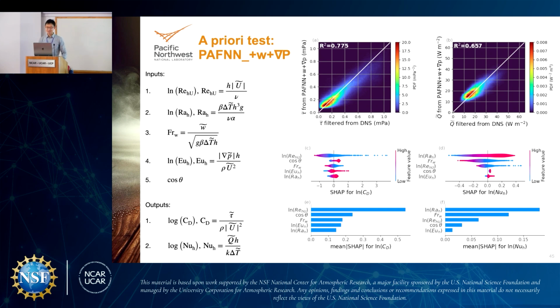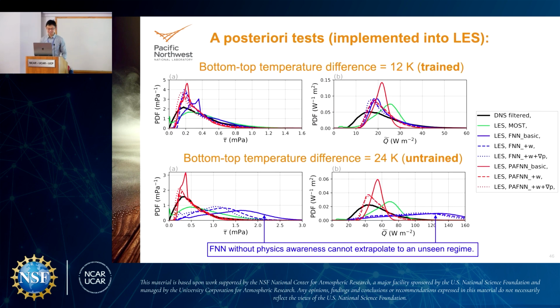So now we have a question, why do we need this physics-aware approach if it is not better than those trained with primitive flow quantities? Because its value is reflected in extrapolation. This is the a posteriori test, the online testing, where we have implemented the trained model into LES and perform again. In the trained case, where the bottom top temperature difference is only 12K, we see that all of the wall models perform relatively well. They can capture the range in DNS.